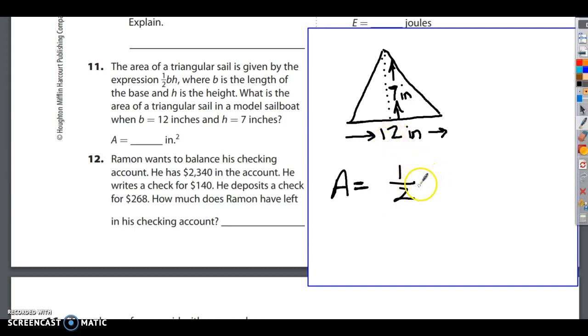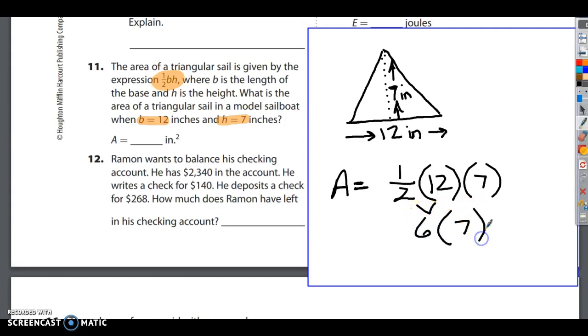Well, the base is 12, so I need to do 1/2 times 12 times the height, which is 7. So what I'm doing here on this problem is I'm taking this formula, or this expression, and I'm rewriting it with 12 instead of b and 7 instead of h. That's all I'm doing. And watch how easy this math actually is. 1/2 times 12 is the same thing as 1/2 of 12. Well, what's half of 12? Half of 12 is 6. And 6 times 7 is 42. That's the answer, it's 42. The answer is 42 square inches.